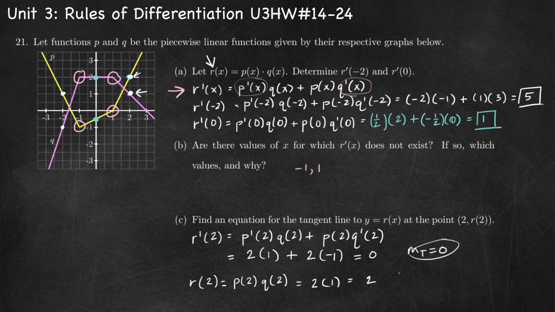So my point of tangency is (2, 2). And that means the equation of my tangent line will be y minus 2 equals 0 times x minus 2, or just y equals 2.